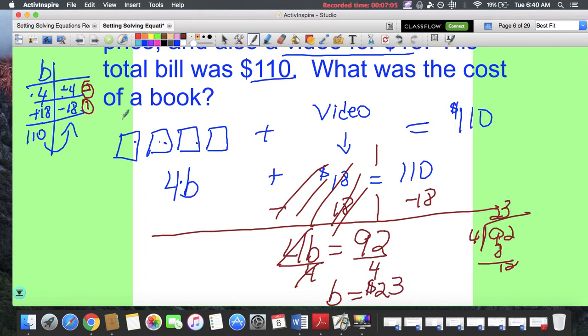So each book here, this was 23, this book was 23, this book was 23, and this book was 23. So 23 plus 23 plus 23 plus 23 plus the video, which was 18, equals $110. So the price of each book is 23.